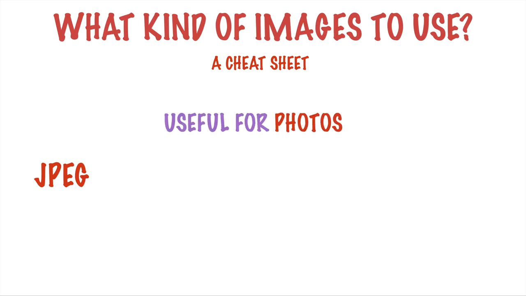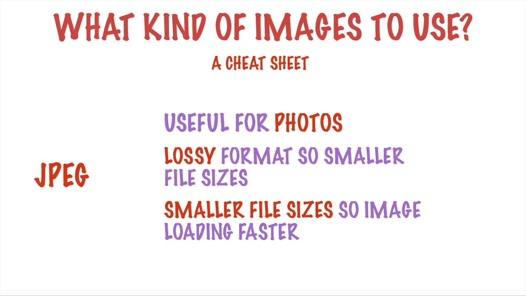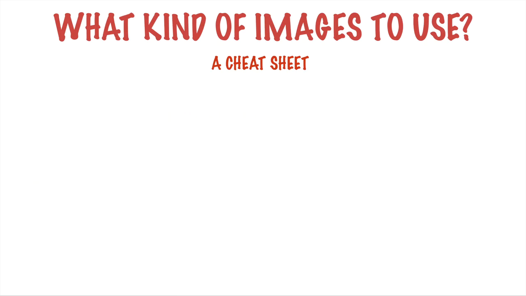The JPEG image format is particularly useful for photos. That's typically where it's used. JPEG is a lossy format because it involves compression. On the one hand, this makes the file sizes smaller so the pages load faster, which is good. On the other hand, the quality of the image can tend to deteriorate a little bit because of the compression. Also, JPEGs do not support transparency.